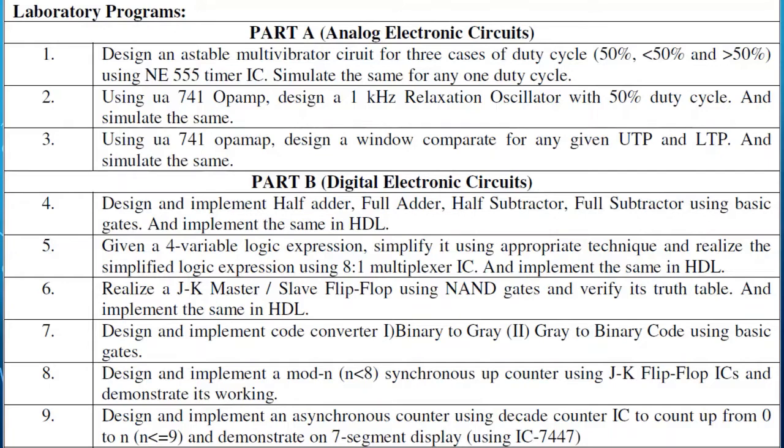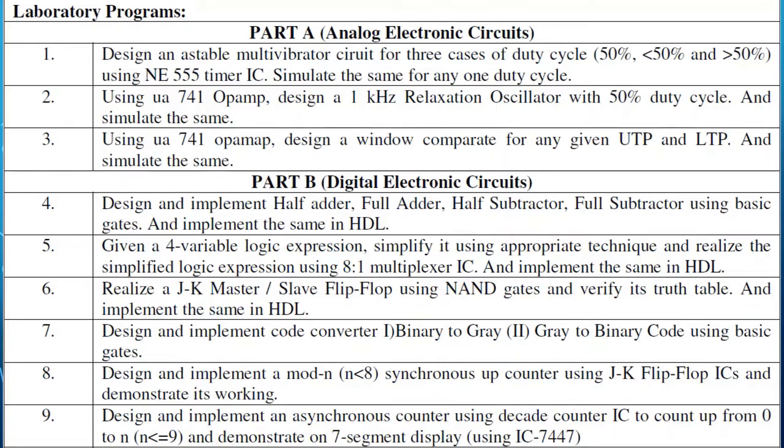The third one is the JK master slave flip-flop, which will be built using NAND gates. Again, a truth table will be given to you. You need to rig up the circuit and verify whether the truth table that has been given matches the circuit you have rigged up. Here too, I need to go with the software implementation.